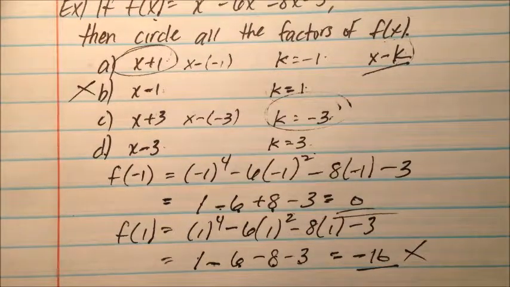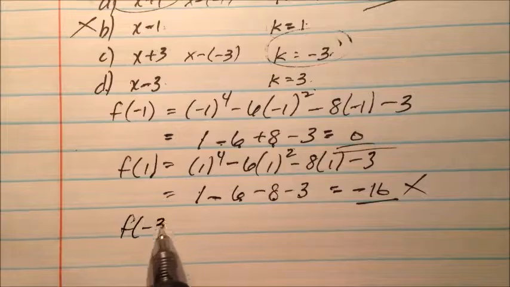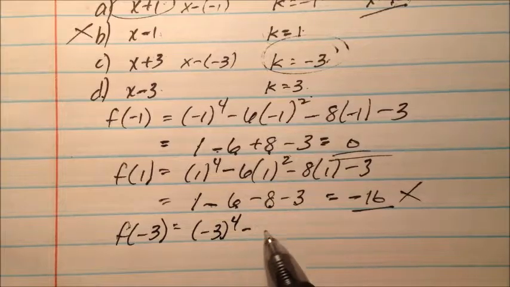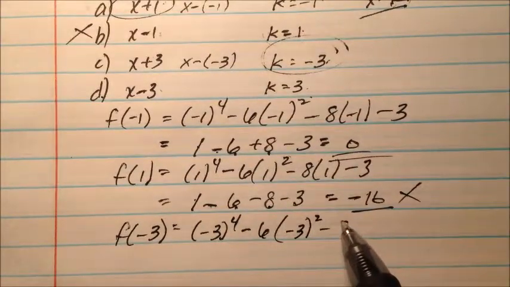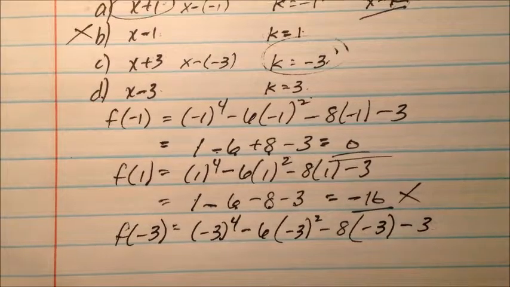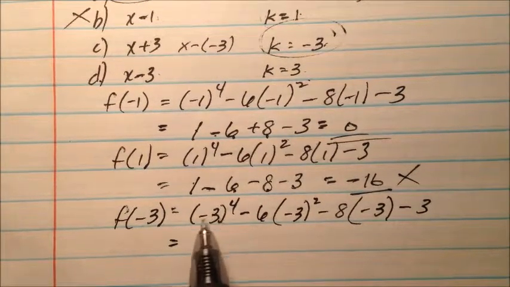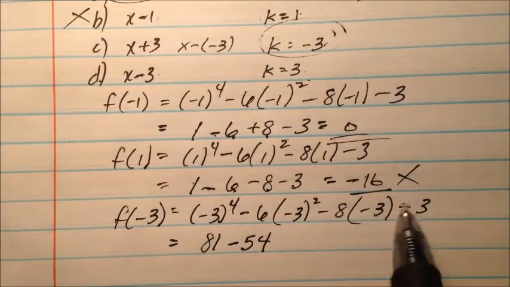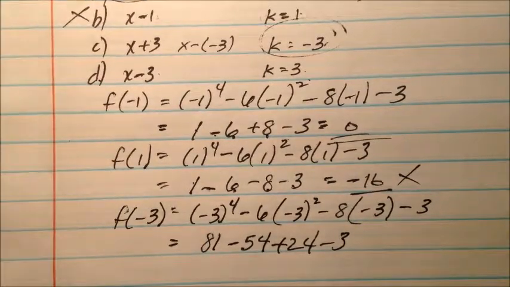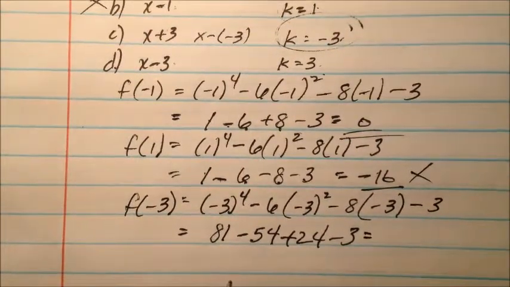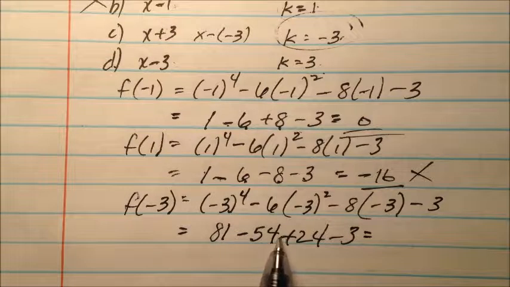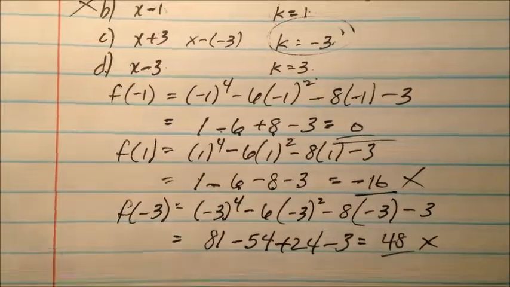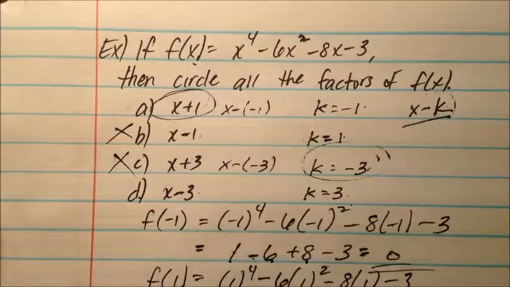Okay, so let's try our third value, k equals negative 3. So f of negative 3, when we plug in negative 3, it'll be negative 3 to the 4th, minus 6 times negative 3 squared, minus 8 times negative 3, and then minus 3. Well, negative 3 to the 4th is 81. Negative 3 squared is 9, so minus 54, plus 24 minus 3. So here we go. 81 minus 54 should be 27. 27 plus 24 should be 51. Minus 3 is 48. Well, 48 is not 0, so that guy's not going to work either.